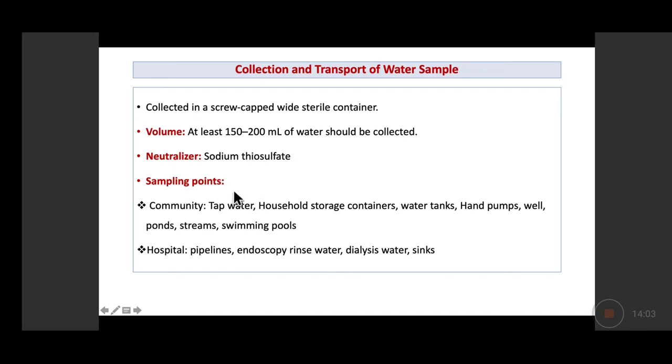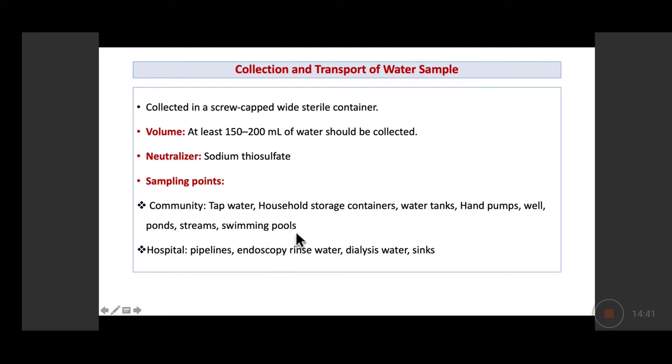Now, what are the sampling points and locations? If you are collecting samples from the community, like if you are testing drinking water, then tap water, household storage containers, water tanks, hand pumps, groundwater, wells, then stagnant water in ponds and streams, and running streams, samples can be collected, and water from swimming pools is also tested. So these are generally the different locations from where samples can be collected and tested.